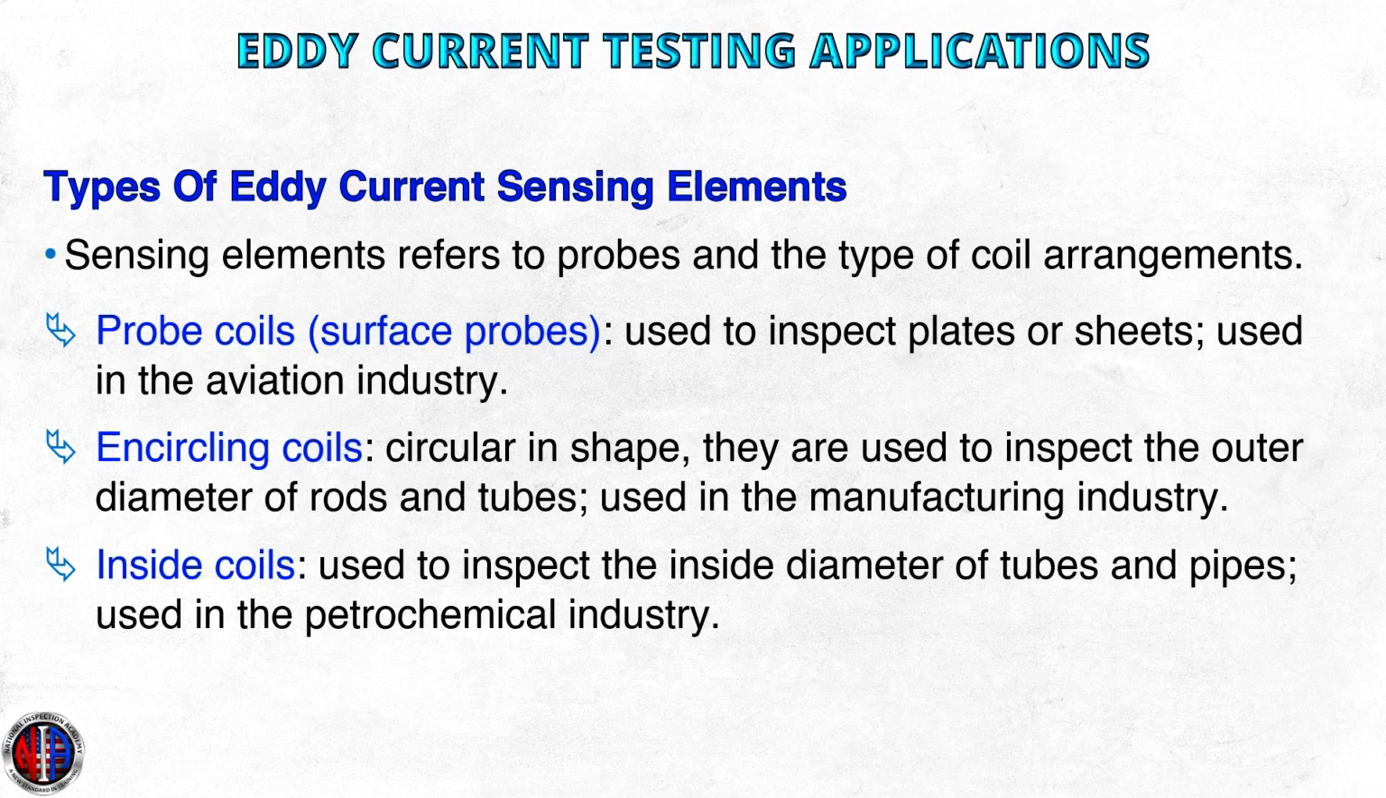Encircling coils are coils circular in shape used to inspect the outer diameter of rods and tubes. They are used heavily in the manufacturing industry to inspect production parts. Inside coils, on the other hand, are coils designed to inspect the inside diameter of tubes and pipes and are used heavily in the petrochemical industry to inspect heat exchanger tubes.